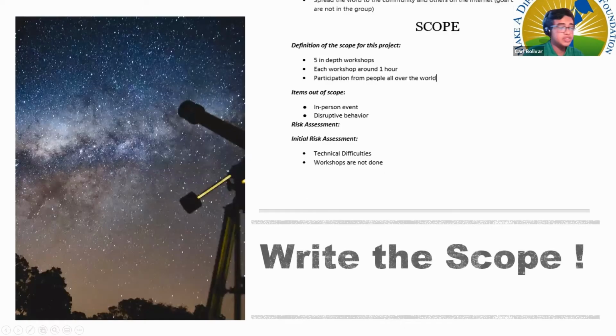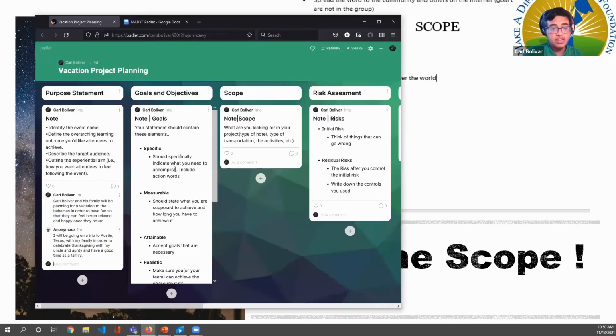So let's do scope. And the notes for scope is also on the Padlet. So what are you looking for in your project? Like the type of hotel, type of transportation, activities, and such.